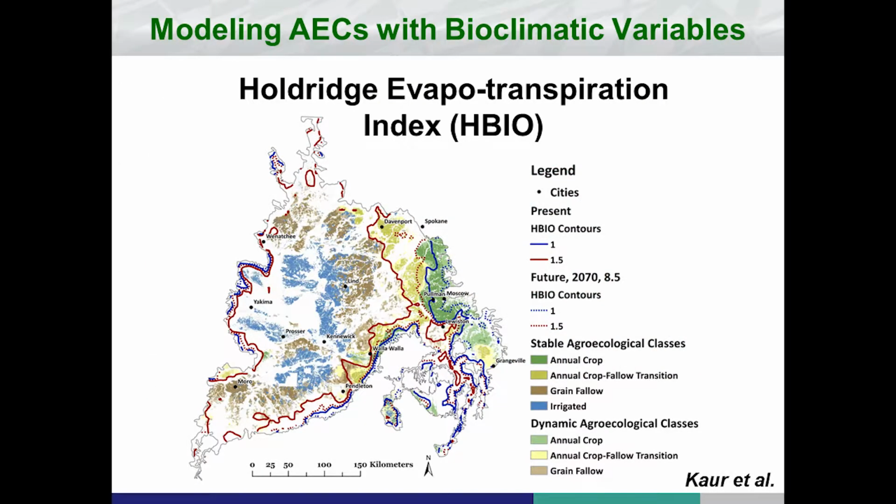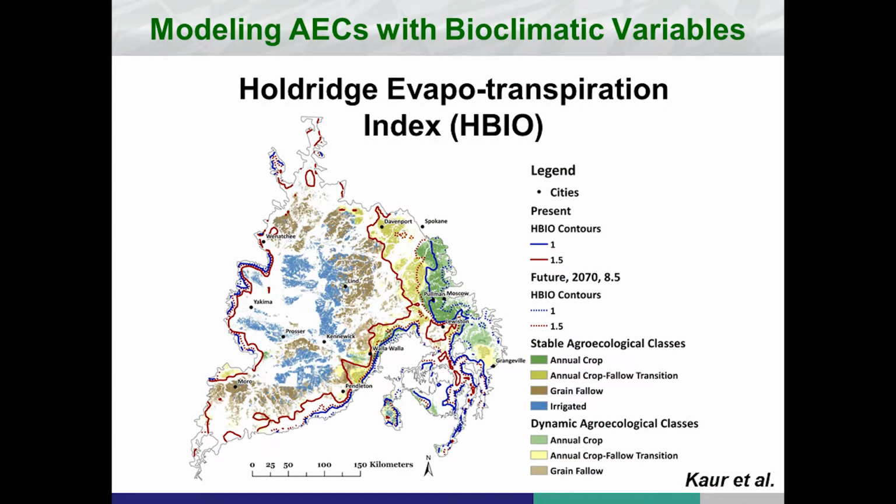And so this is the Holdrege evapotranspiration index. And in this case, we've outlined where it's 1. And we've overlaid it on top of the current AECs. And you can see that, and we chose 1 simply because 1 is the index where, and less than that is where we would expect to find, and Holdrege would expect to find annual cropping to occur. So as you get larger than an index of 1, that's where we start to creep in more fallow. That would be predicted from this particular index.